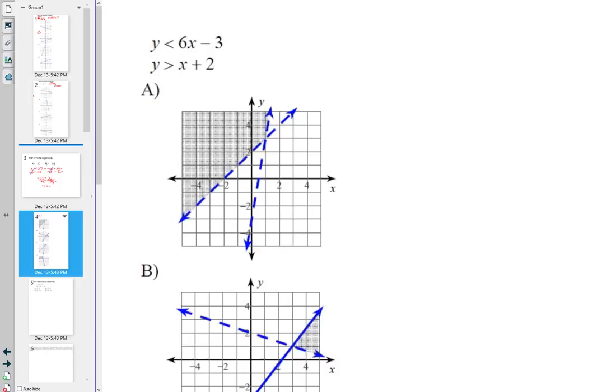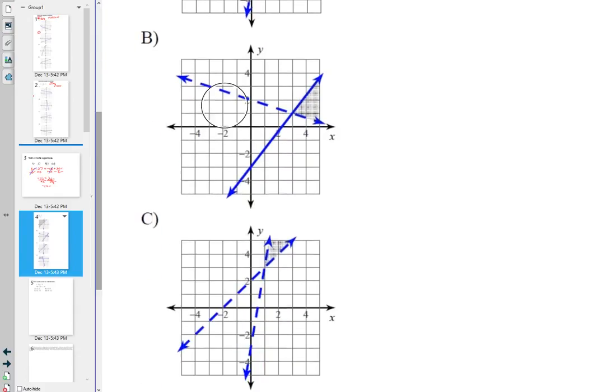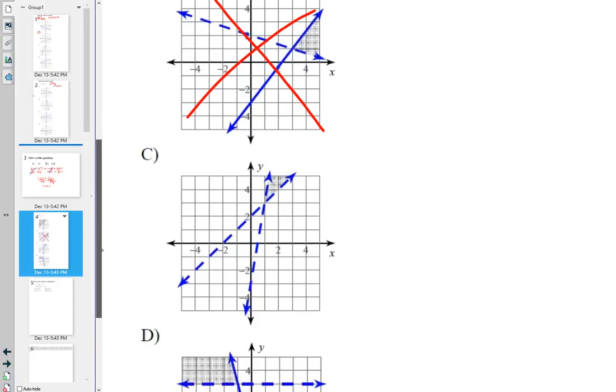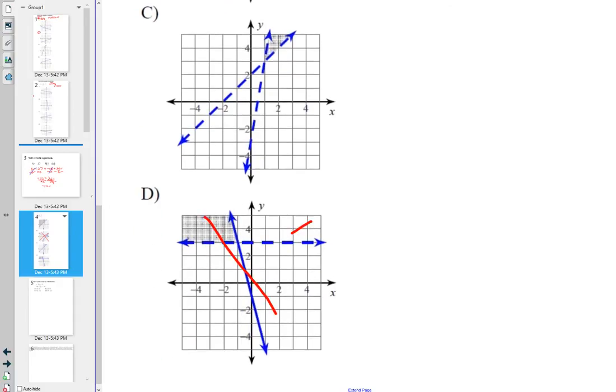So before I get into shading, let's make sure the boundaries are correct. Neither of these inequality signs has an or equal to, so all the boundaries have to be broken. This has a solid line, so it can't be B. This has a solid line, so it can't be B. So I'm down to either C or A.